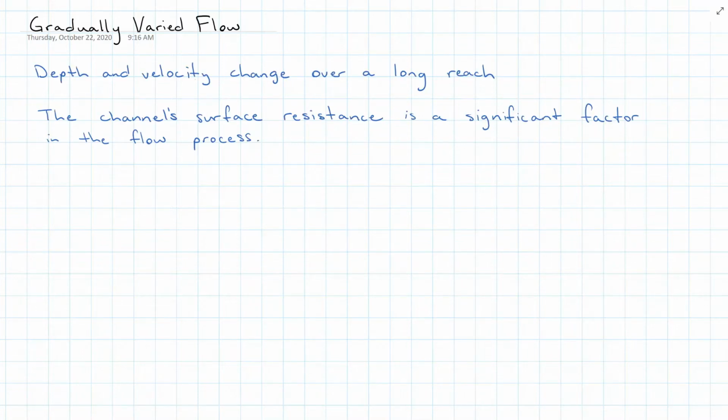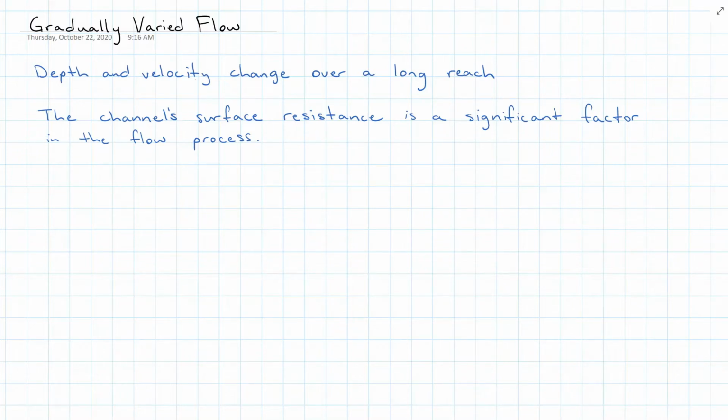Our first lecture was about steady uniform flow, which means there's no change in the cross section or the velocity or anything. This time we're going to talk about gradually varied flow, and this is where the depth and velocity change over a long reach. In this type of flow, the channel's surface resistance is a significant factor in the flow process.